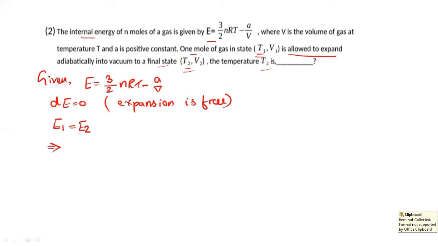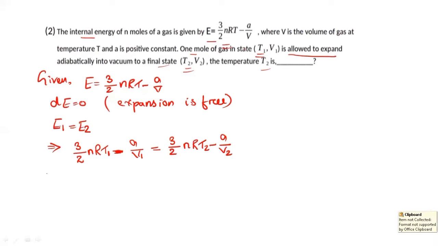Okay. And we can write using this energy given for n mole. For n mole, the energy is given to us as 3 by 2 nRT minus this term. So we can write for E1 and E2. Using that energy, E1 is 3 by 2, and R is also constant, T1 minus A by V1, which is equal to 3 by 2 R T2 minus A by V2.